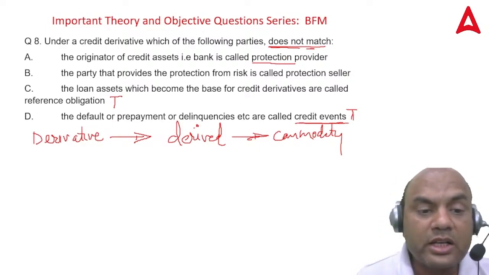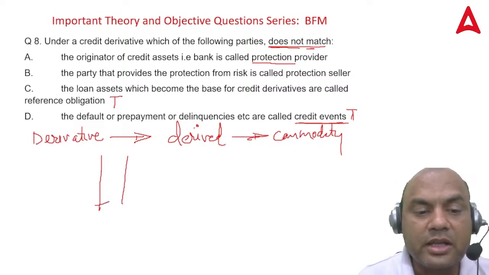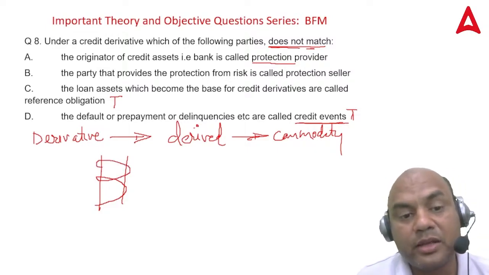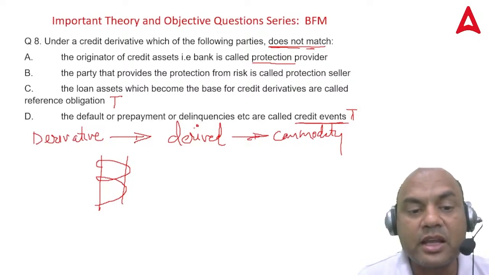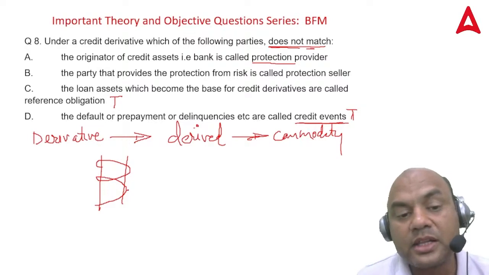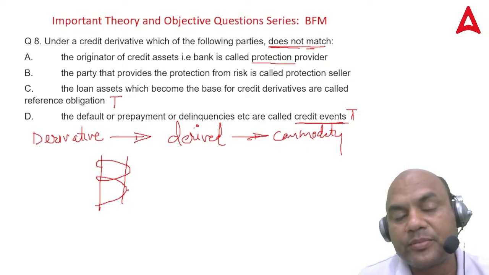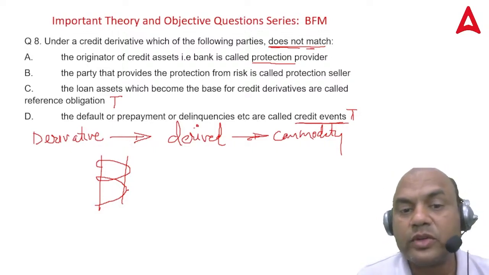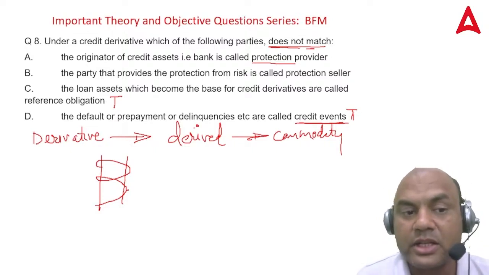Do you know the creeper on a plant? This is a tree, and then there is a creeper. That creeper just moves around this tree. These creepers don't have their own existence. They will surround the tree. They need a tree. Similarly, derivatives are creepers and the commodity is a tree. A derivative can't have its existence without the tree. So the loan assets on which the credit derivatives are based are called the reference obligation.